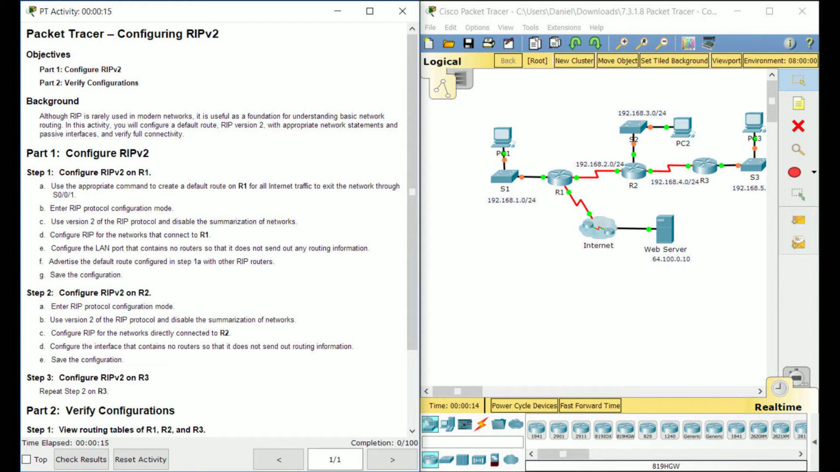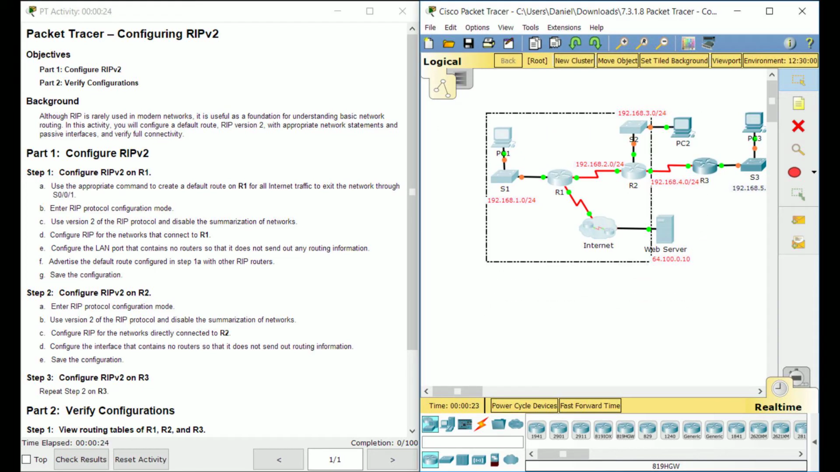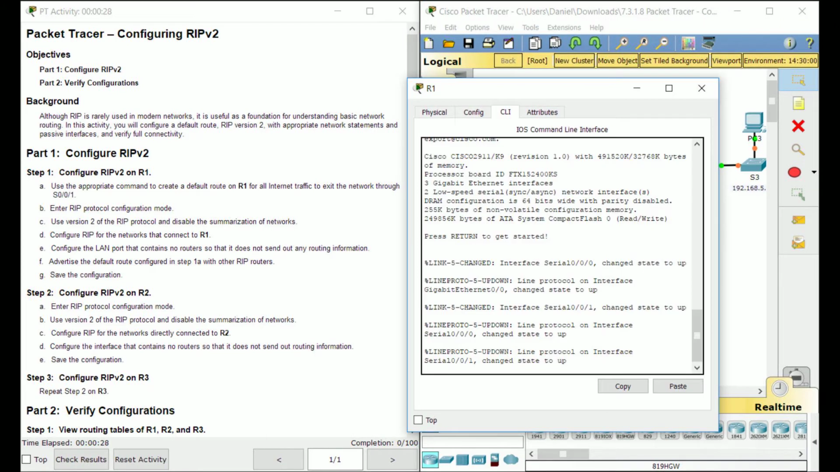My name is Daniel Chen, and in this video we're going to be going over configuring RIP version 2, lab 7.3.1.8. Alright, so with that said, let's just get started in this lab.